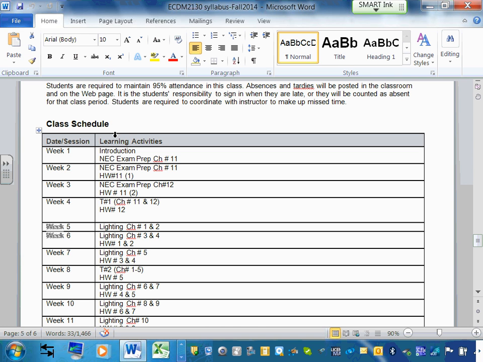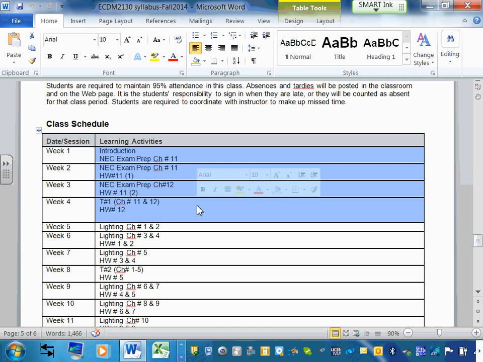And when I say chapter 11 and chapter 12 here, can you guys see these two where it says chapter 11, chapter 12? These are from a book that you guys don't have. So don't worry about it. I didn't ask you to buy this book. So these are calculations that we're going to be doing from a book.